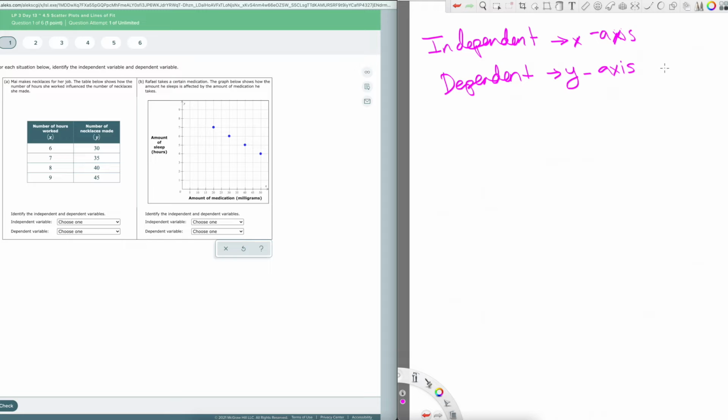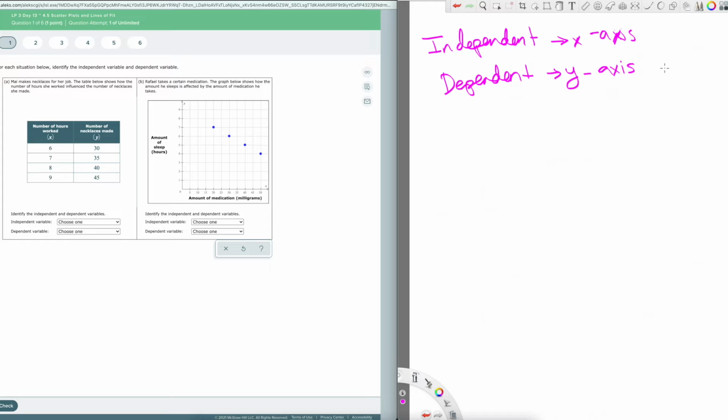So it should usually be pretty obvious to tell the difference. Sometimes it's not as obvious if we're not separating out the 2 pieces correctly, so that sometimes makes it a little difficult. So we'll go through and take a look at that. Maya makes necklaces for her job. The table below shows how the number of hours she works influences the number of necklaces she made.